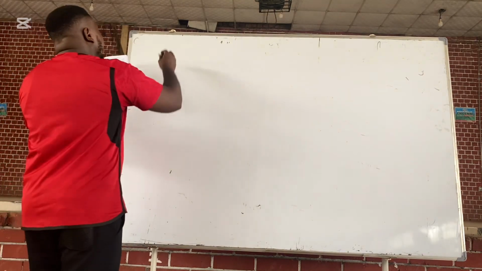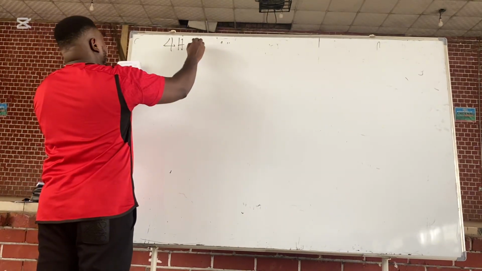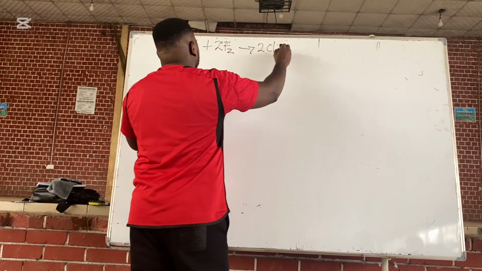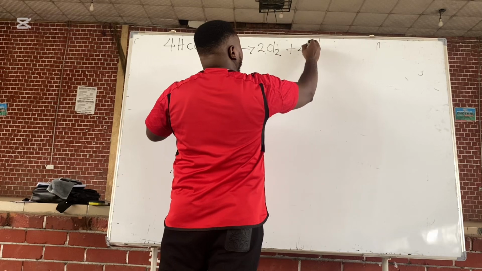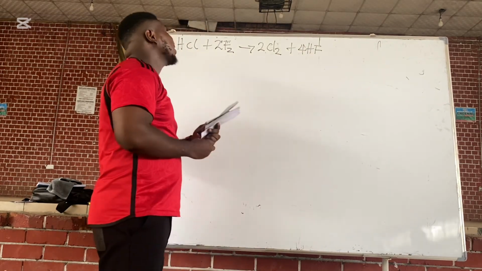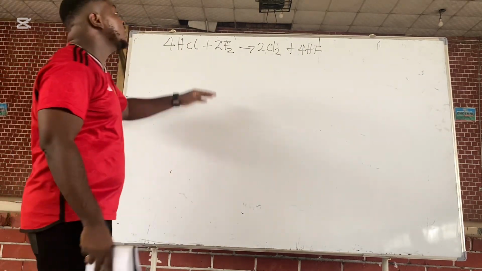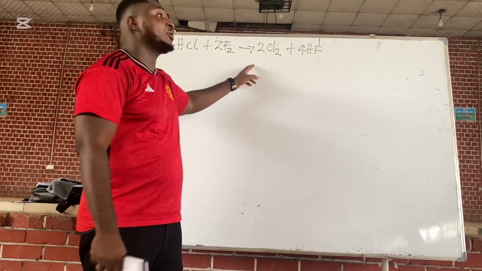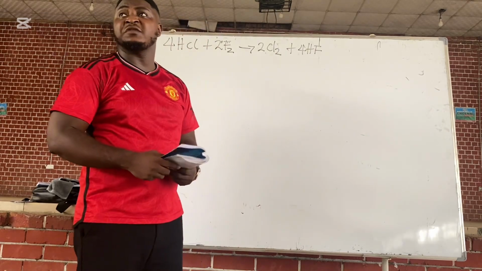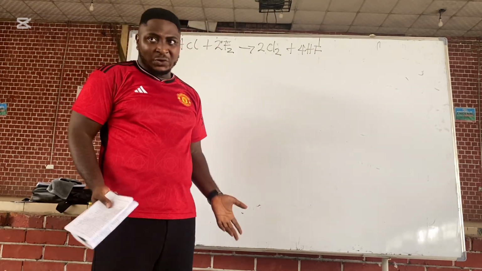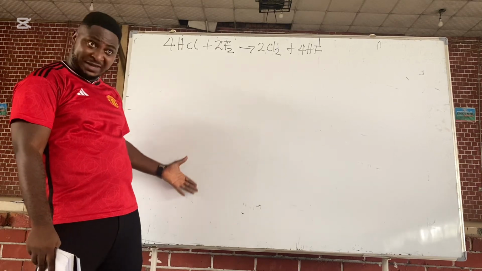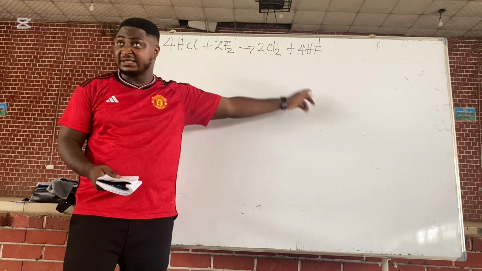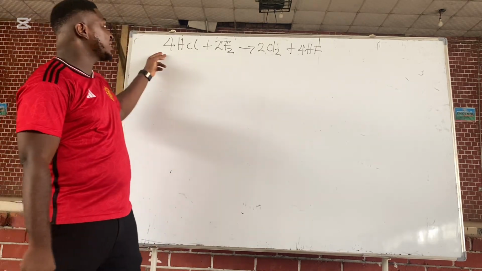Calculate the enthalpy change for the reaction 4HCl plus 2F2 to give 2Cl2 plus 4HF. Find the enthalpy change of the reaction. Class, is the question over? No. Expect them to give you some reactions and their enthalpy changes, right? You will now use those reactions, rearranging them to get the one for this reaction on the board.